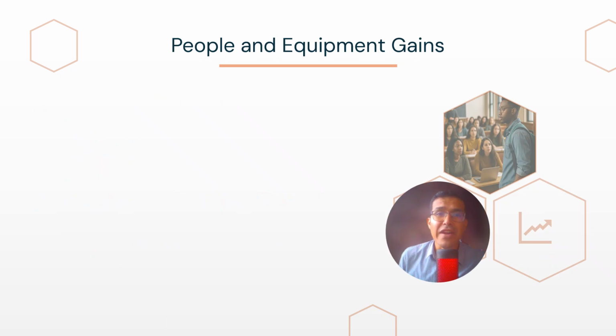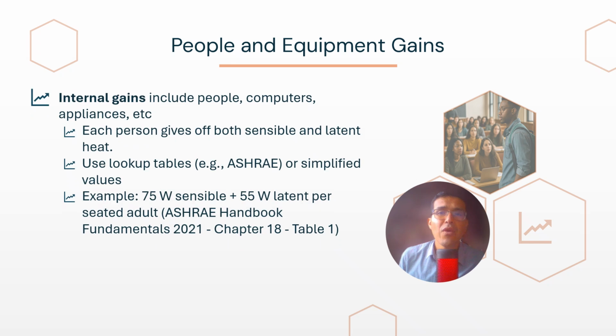Let's look at internal gains, starting with people. Occupants contribute both sensible and latent heat to the space. The amount depends on the activity level, and values are well documented in standard references like the ASHRAE Handbook Fundamentals. For example, a seated adult typically emits 75 watts of sensible and 55 watts of latent heat, according to Table 1 in Chapter 18 of the 2021 edition.